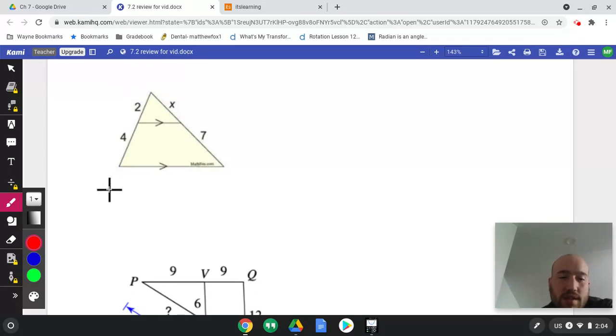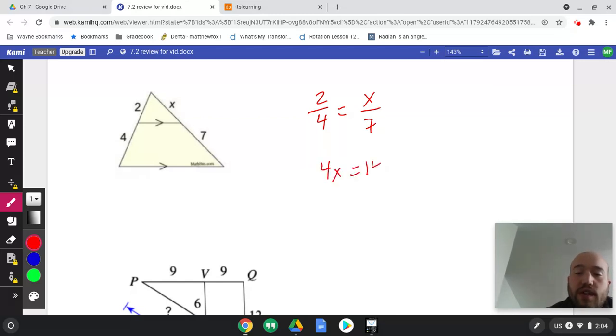I guess technically we still could do the whole side length if we wanted, but the easier thing, once again, there are two parallel sides. If there's two parallel sides, and it's all on the outside, just set up 2 over 4 equals x over 7. From here we cross multiply. We're going to get 4x equals 14.